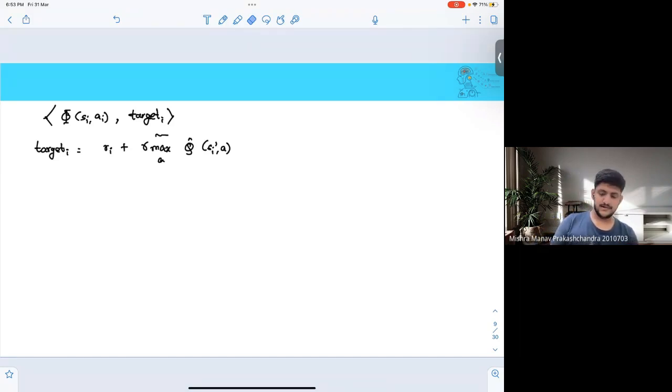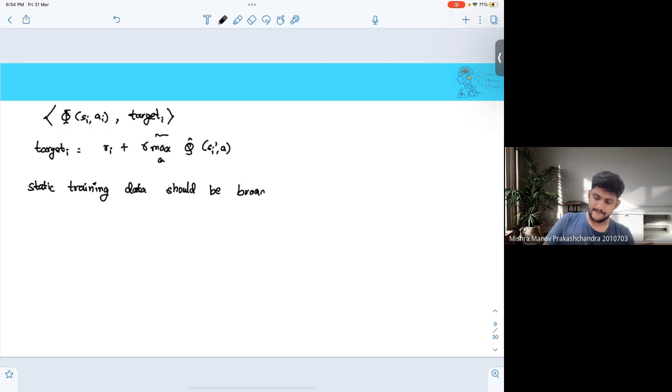So my static training data should be broad enough to cover all S comma A pairs. Okay, only then I'll be able to take a max in this equation over here.